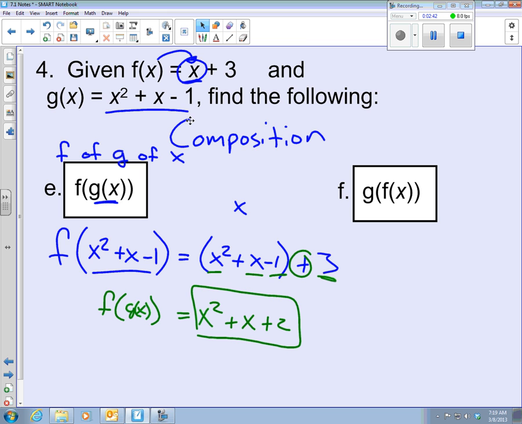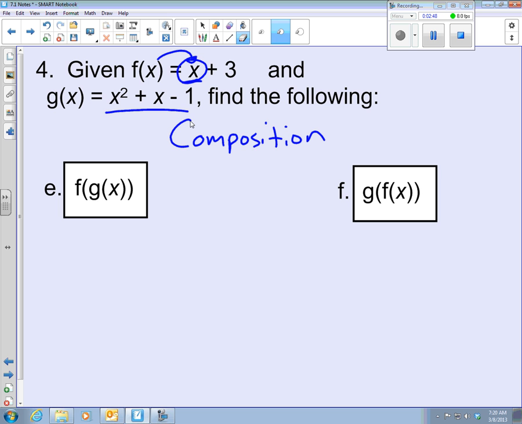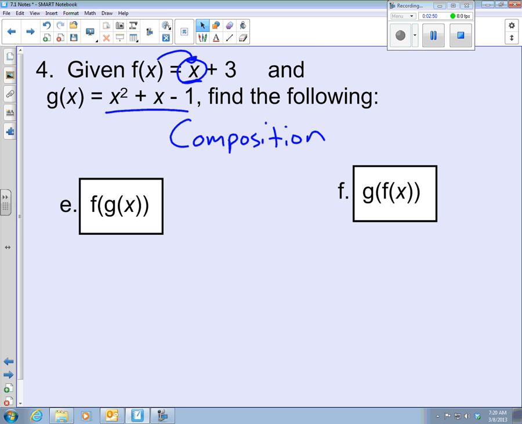If you want to see this again, you can rewind it and come back to it. But I'm going to go into the next one here. This one's a little bit more complicated and definitely a little bit more work.